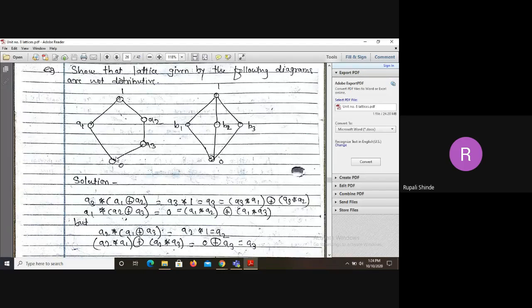Understood how to check it? Yes, ma'am. Okay. Now, a similar procedure you have to apply for the second diagram. So take 10 minutes and tell me whether this one is distributive or not. Better, solve this example on a page and send that image to me personally or on your WhatsApp group.